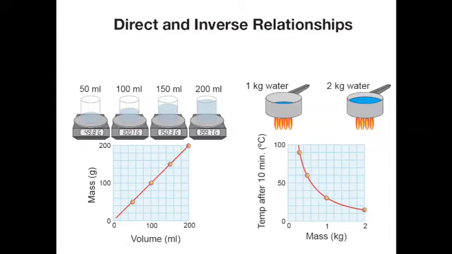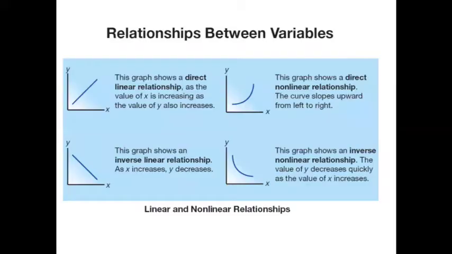So may tinatawag din po tayong direct and inverse relationship. Ito po yan. And then relationships between variables. So these are linear and non-linear relationships of a graph. The first one here showing linear relationship or direct linear relationship, meaning as the value of x increases, the value of y also increases.